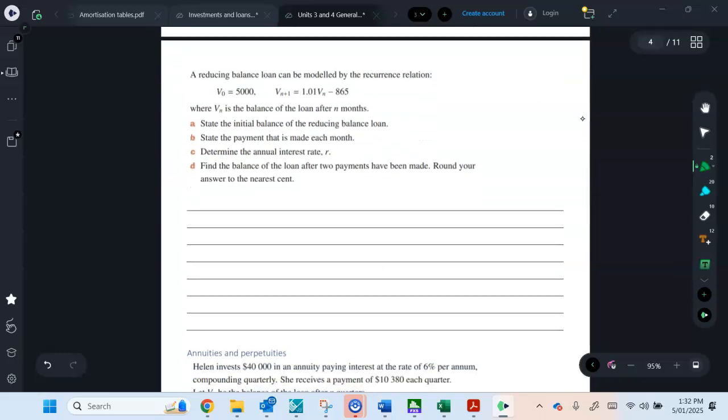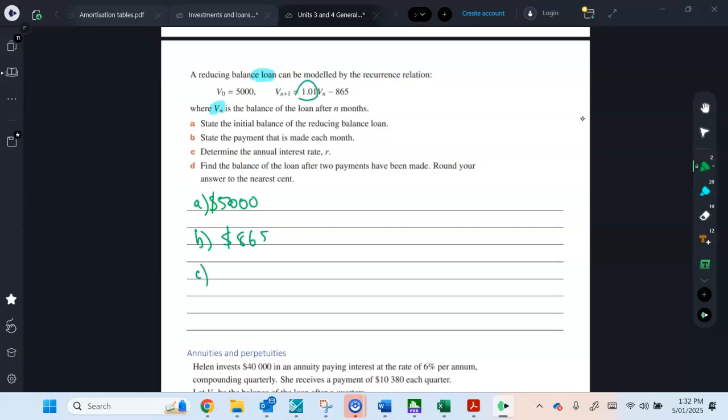Another one. A reducing balance loan can be modeled by the recurrence relation. We're using Vn. It's given us a recurrence relation this time. State the initial balance. That's going to be $5,000. State the repayments. So 865. Determine the annual interest rate. They've given us capital R.